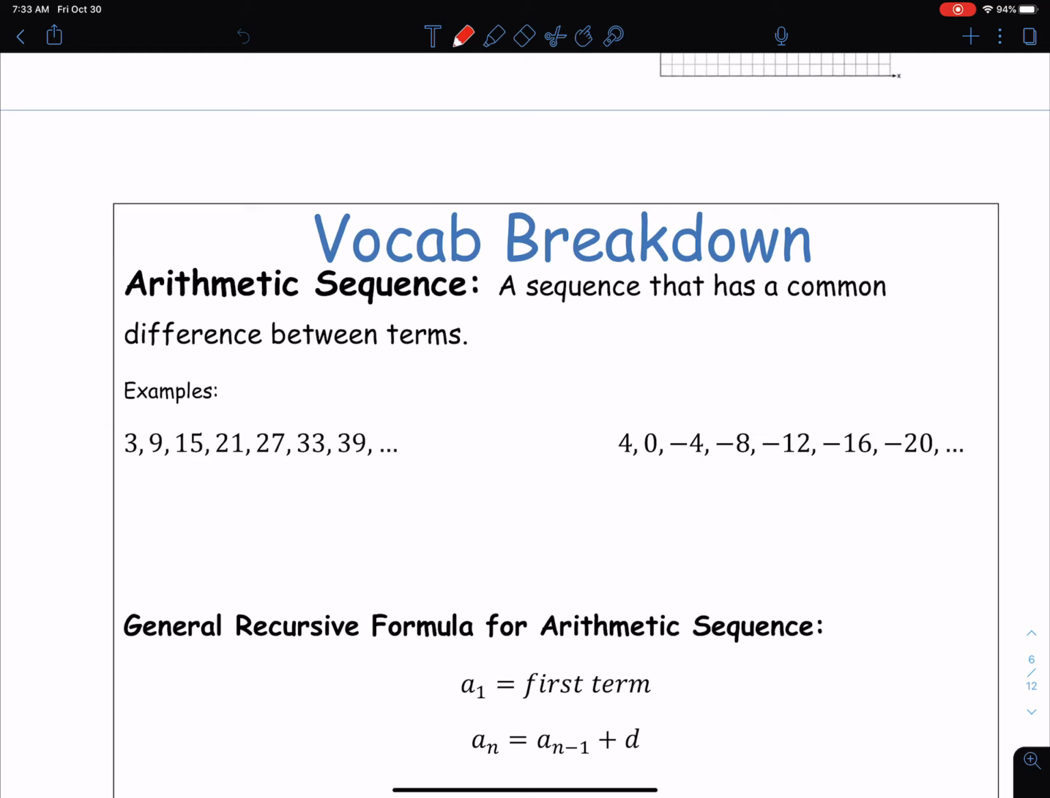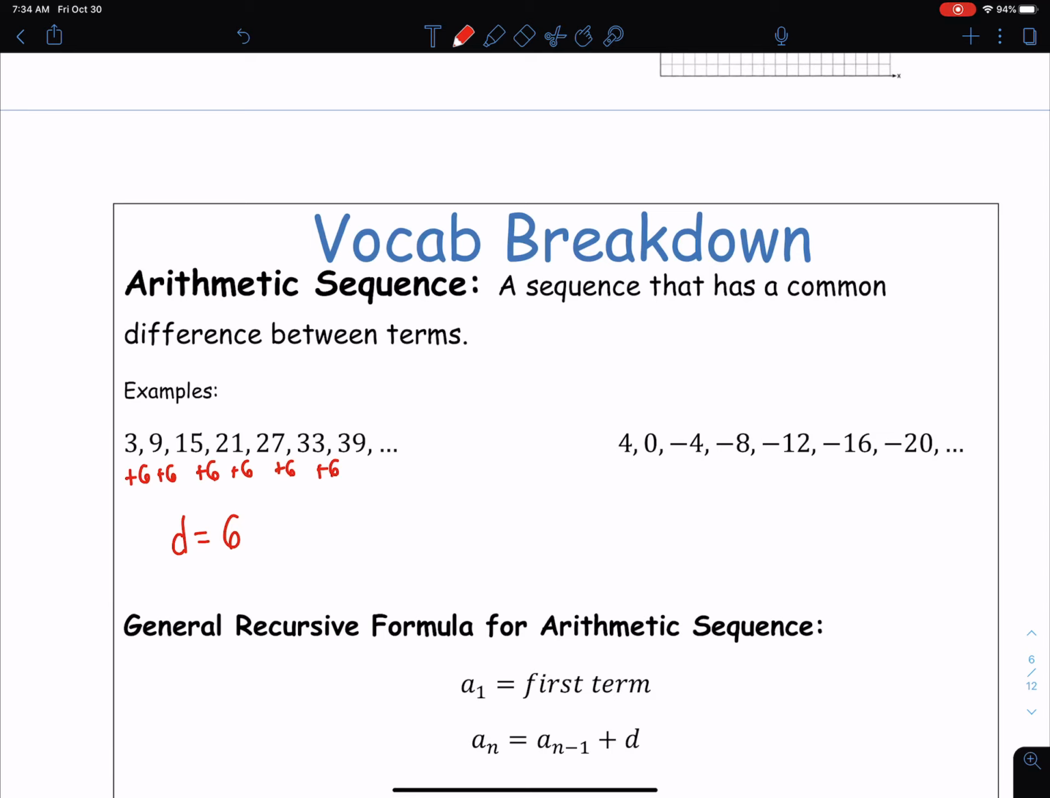But there's a special kind of sequence that is just either adding or just subtracting, and that's what we call an arithmetic sequence. So an arithmetic sequence is a sequence that has a common difference between terms. The common difference could be negative or it could be positive. In this case, this is a similar one, we're adding 6 each time. So our common difference here would be 6. In a common difference, we use d for common difference, so d is equal to 6.